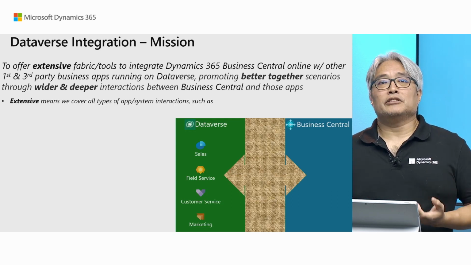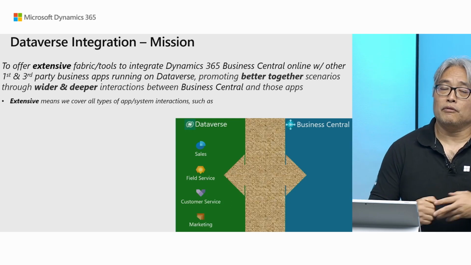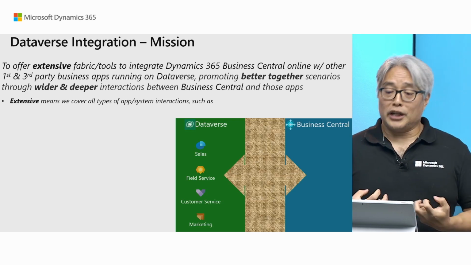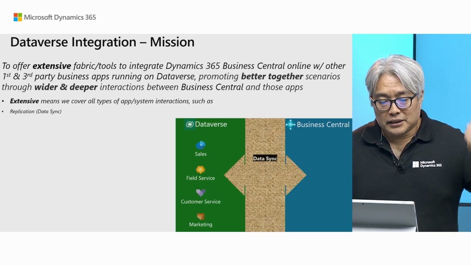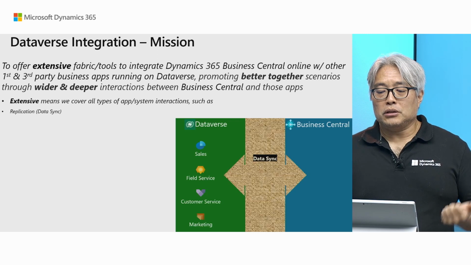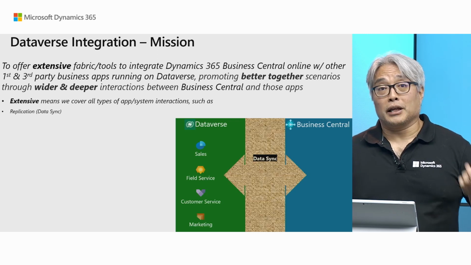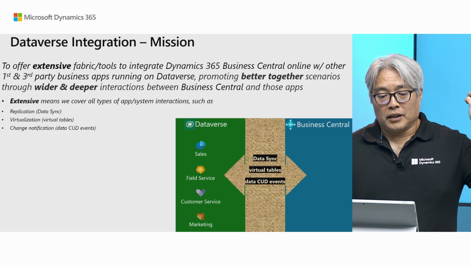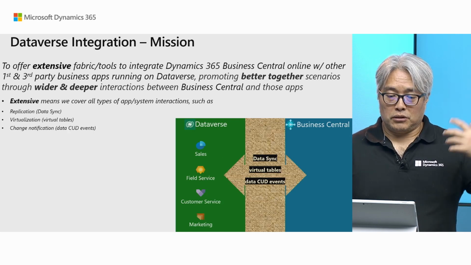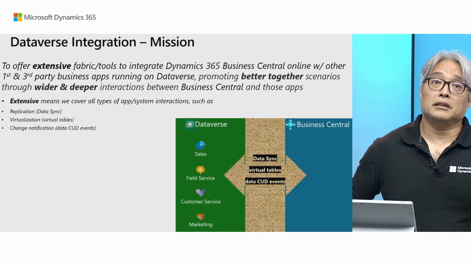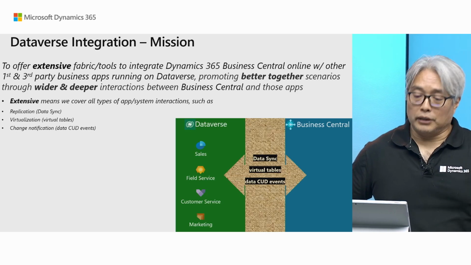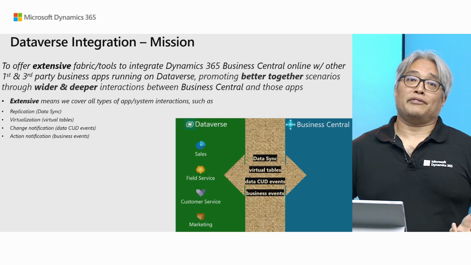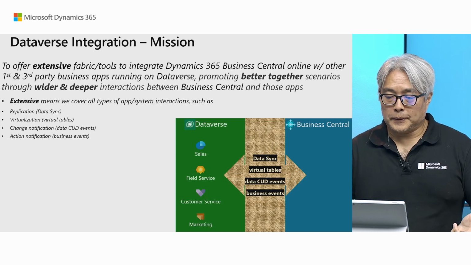What does extensive mean? Extensive means we want to cover all types of app or system interactions, such as replication or synchronization, or what we're still calling data sync, virtualization or virtual tables, change notification, or what we call data cut events, data created, updated, or deleted events, and action notification, or what we call business events, right?